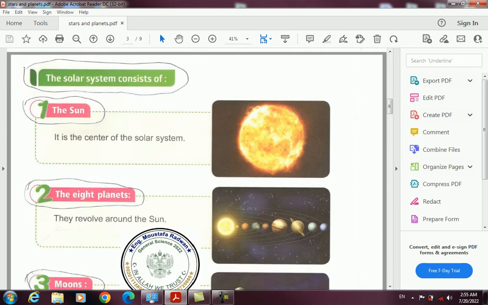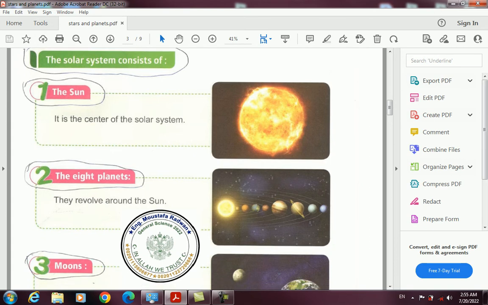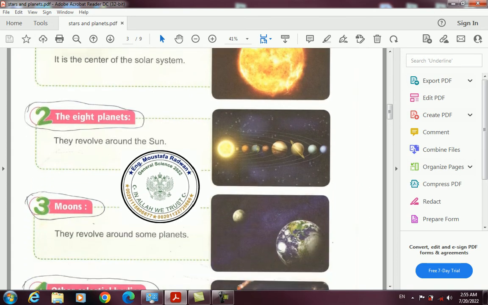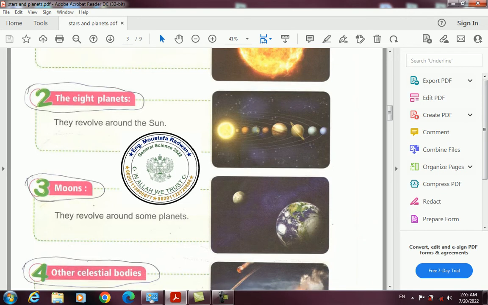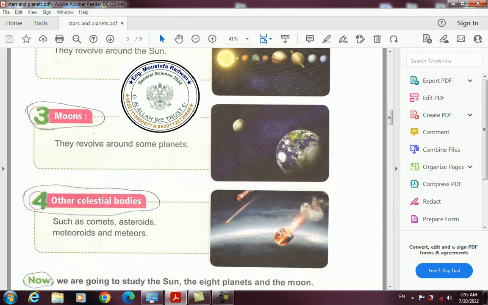So let's talk about the solar system, okay? The solar system in which our planet is located consists of the following. Number one, the sun, which is the center of the solar system. Number two, the 8 planets. They are the bodies that revolve around the sun. Number three, moons. These moons revolve around some planets. Not all the planets have moons, only some of them. Number four, other celestial bodies such as comets, asteroids, meteoroids, and meteors. And we will discuss this later.